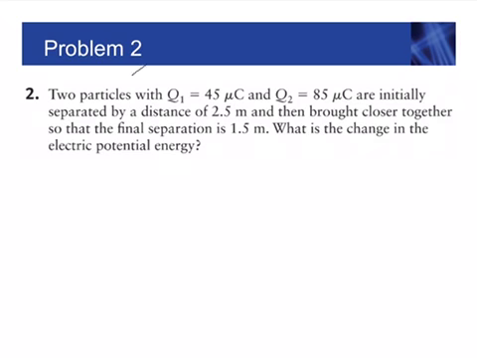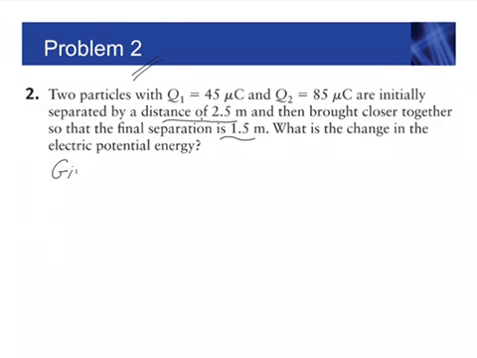Let's solve problem 2 from a textbook. Given two particles with charge Q1 and Q2, initially separated by a given distance, and then brought closer together to the final distance, 1.5. What is the change in electric potential energy? This is a very straightforward problem. We just have to apply the formula we just learned.